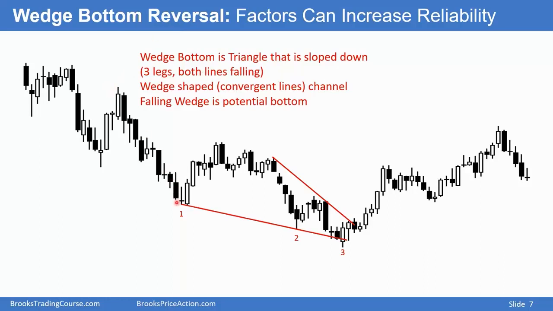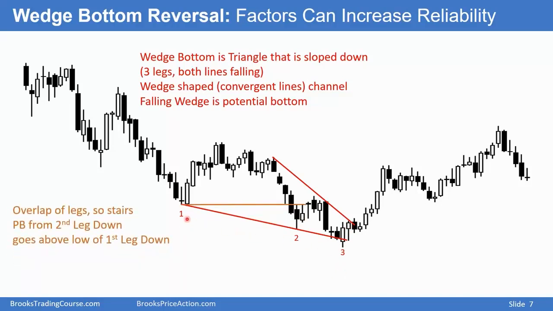We have a bear breakout, first push down, second push down, third push down. You can call this a first push, or you can say this is a wedge, 1, 2, 3, and the bottom did not lead to much of a reversal. You can call this a wedge. Bear trends are always forming wedge bottoms. Bull trends are always forming wedge tops. This is a wedge because it's a bear channel, a wedge bottom, and the lines are converging. We're getting overlap. If you're looking for a wedge bottom, you want overlap. You want the pullback from the second leg to go above the low of the first leg. That increases the chances that if you start to get a reversal, it'll be a successful reversal.